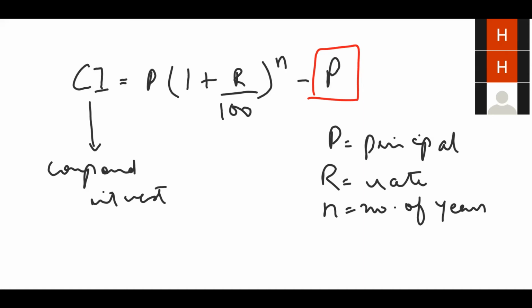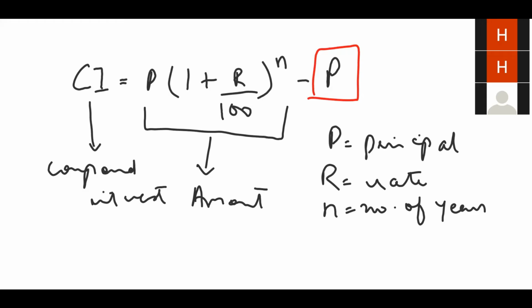See, in simple interest, what we did was add a factor of P to our interest to find the total amount. In this one, we're already multiplying with a factor of P, so this part of the formula gives us the total amount. Now, when we subtract the factor of P from it, it is only going to give you the compound interest.